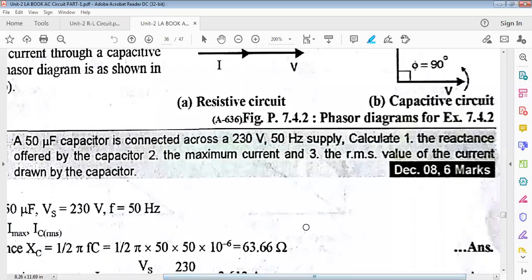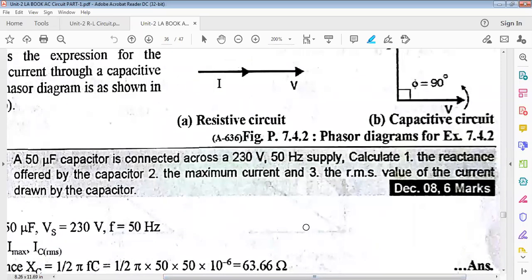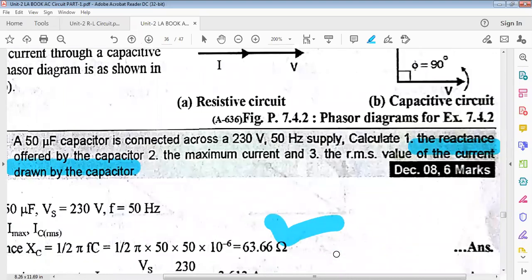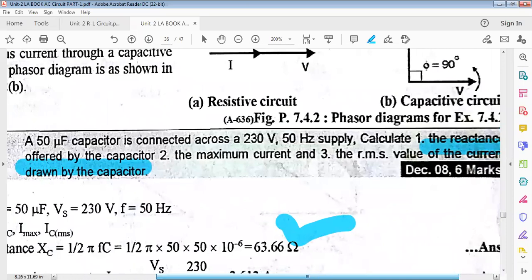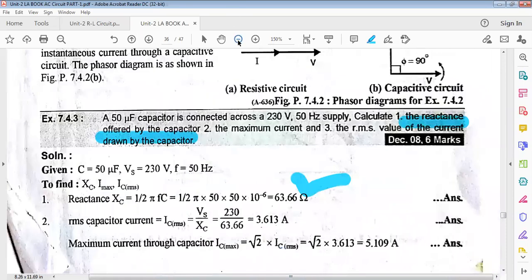First of all, reactance offered by the capacitor. What is the formula? Reactance offered by capacitor, 1 upon omega C. Correct. XC is equal to 1 divided by omega C, that is 1 divided by 2 pi fC. Using this you will get 63.66. All of you can see here, XC is calculated.